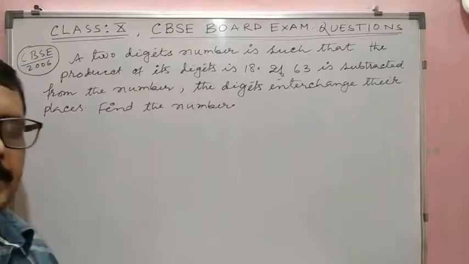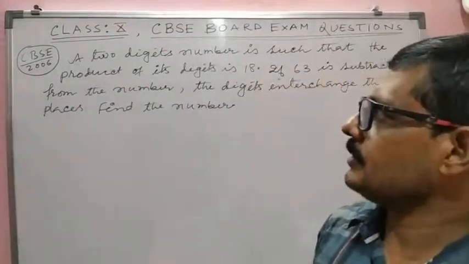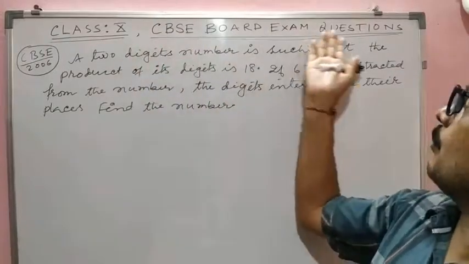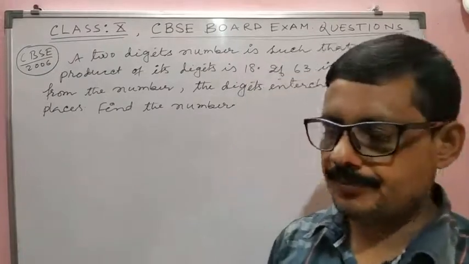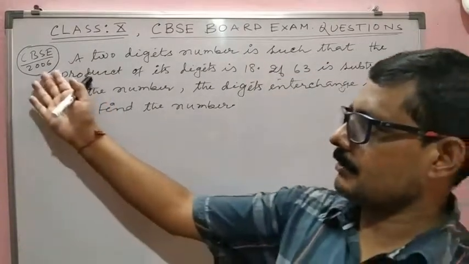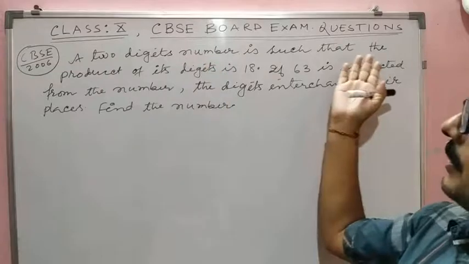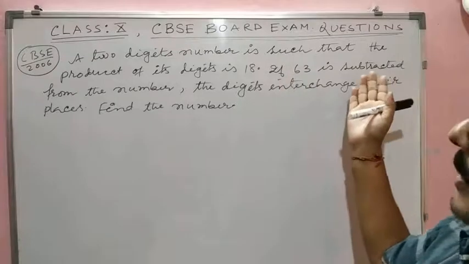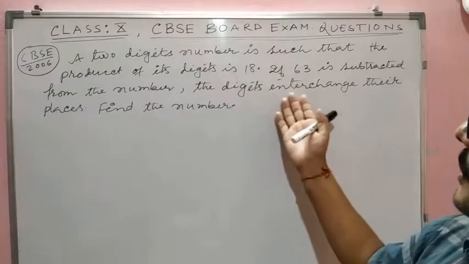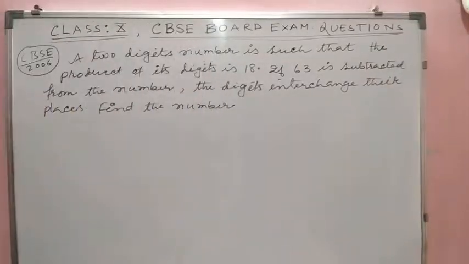Okay, my dear children, today again we are going to discuss some questions of class 10 CBSE board exam related to quadratic equation. Now see, the first question is given in CBSE 2006. Here, a two-digit number is such that the product of its digits is 18. If 63 is subtracted from the number, the digits interchange their places. Find the number. So this is the question given in CBSE board exam 2006.